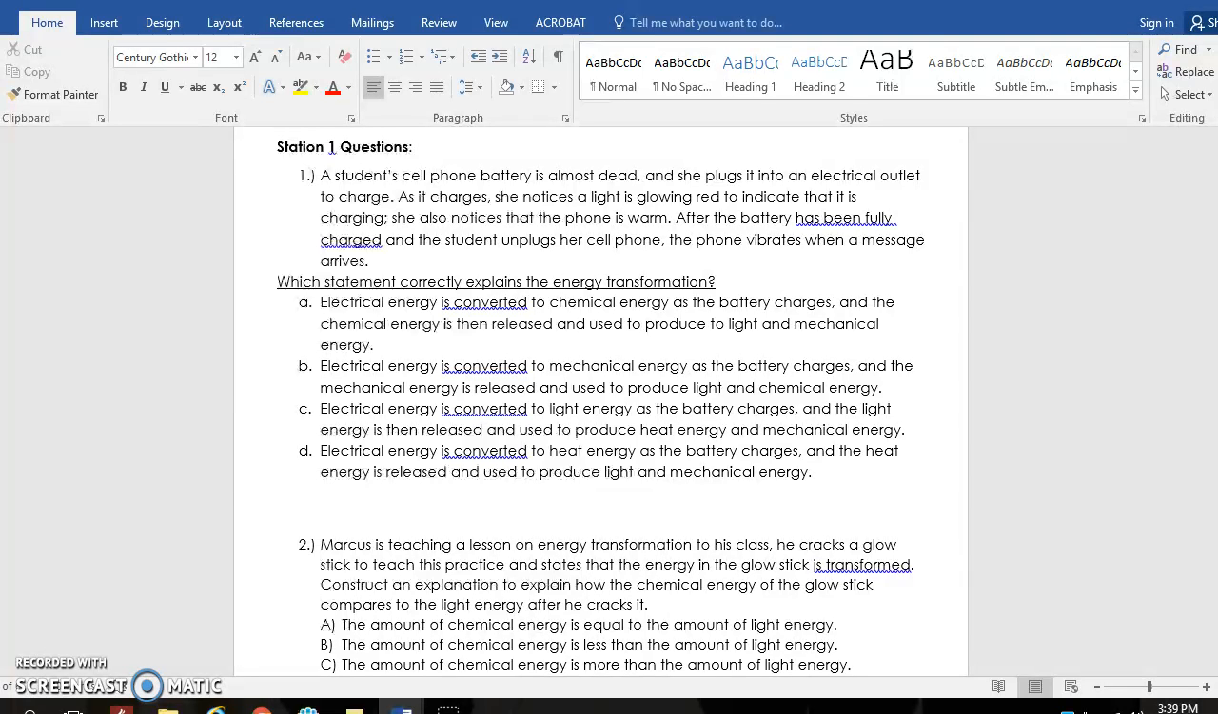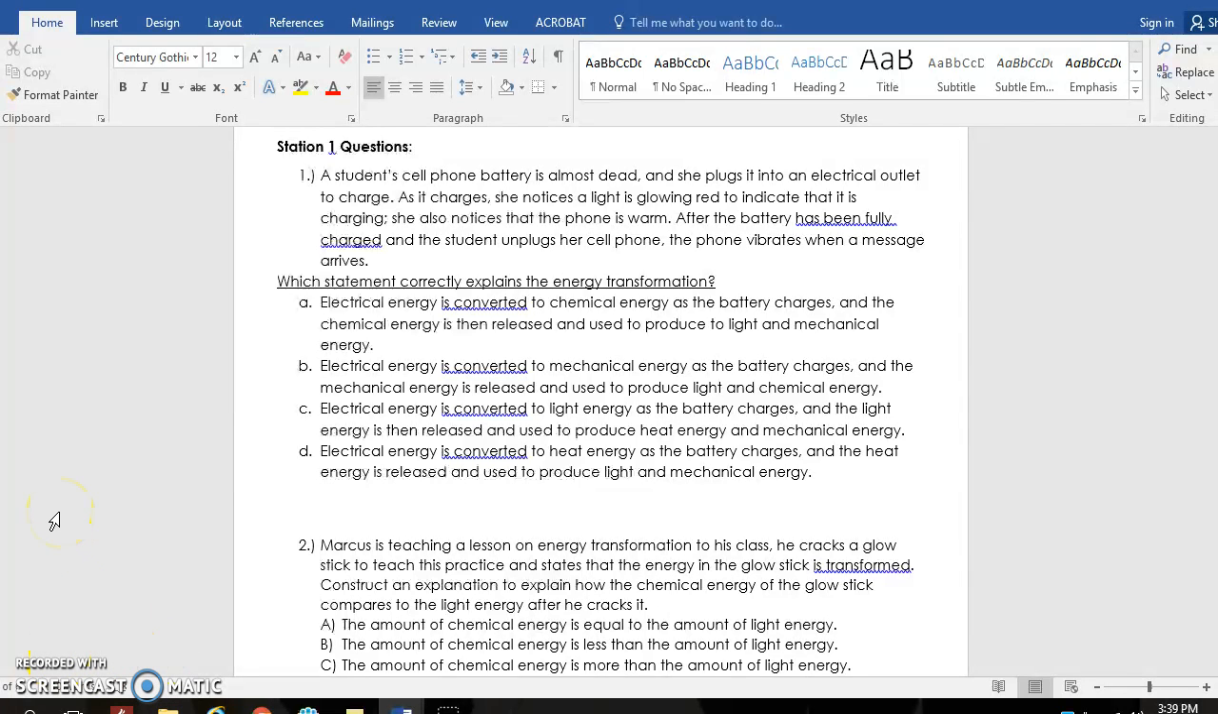Alright, so looking at question number 1, it's asking basically for the energy transformation that happens when you plug in a phone and charge it. And then the phone's going to vibrate when a message comes in. So let's look at our answer choices. A, we've got electrical energy. Well, that's true. It's plugged into the wall to charge. And we're charging the battery. We know batteries are chemical energy. Then we have the chemical energy released and used to produce light. So we see the red light. And then mechanical energy. Well, it vibrates. It's moving. So that's mechanical energy.